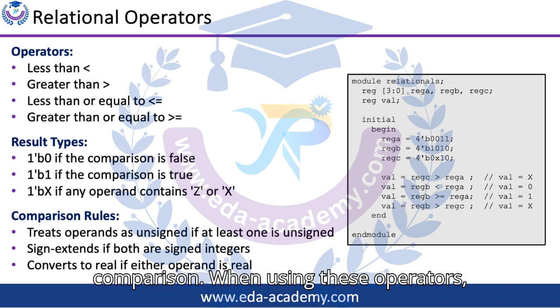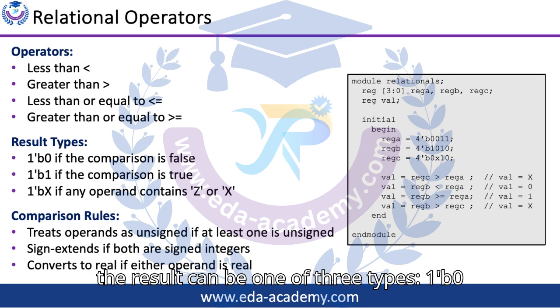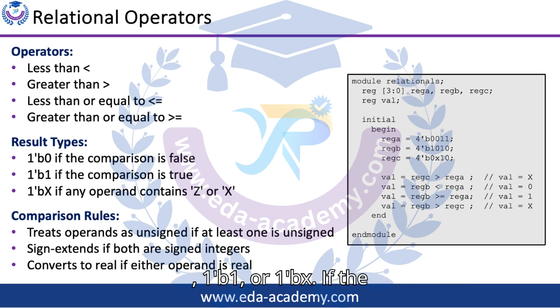When using these operators, the result can be one of three types: 1'b0, 1'b1, or 1'bx. If the comparison is true, the result is 1'b1. If the comparison is false, the result is 1'b0. However, if any operand contains high impedance z or unknown x bits, the result will be 1'bx, indicating an unknown state. Relational operators also handle different data types.